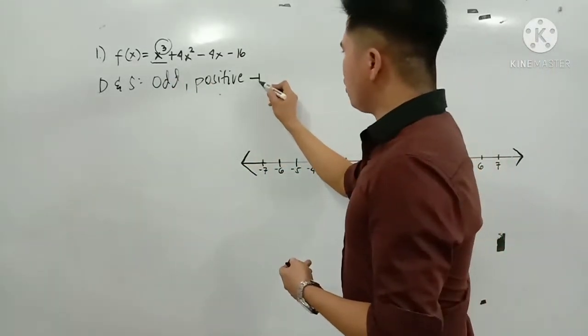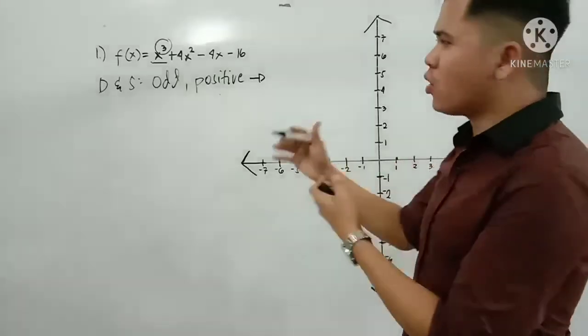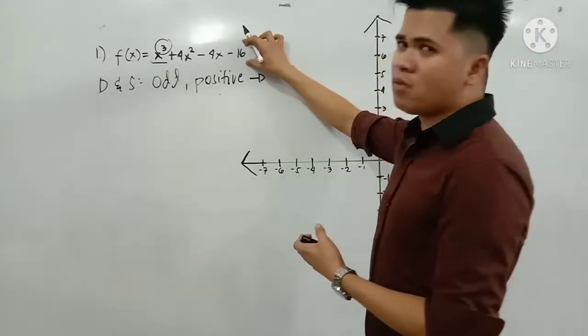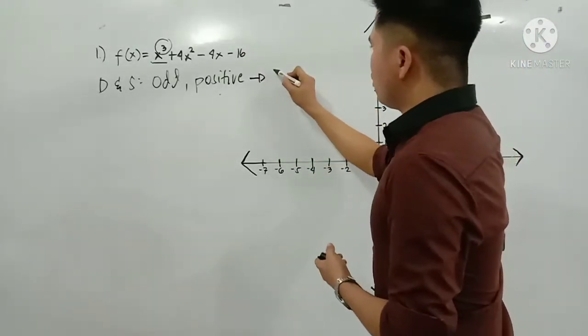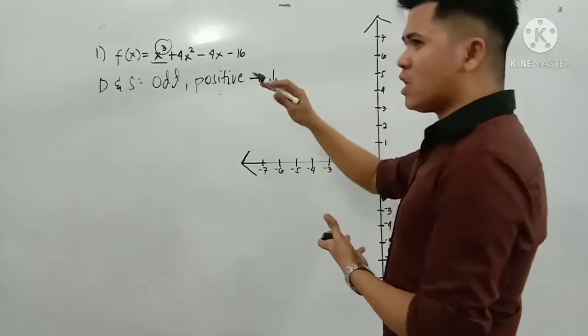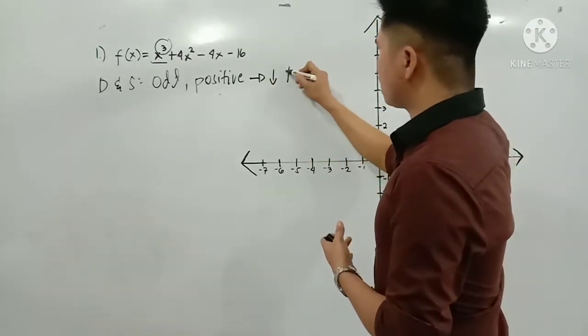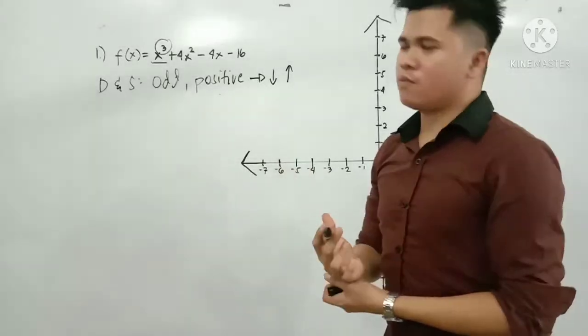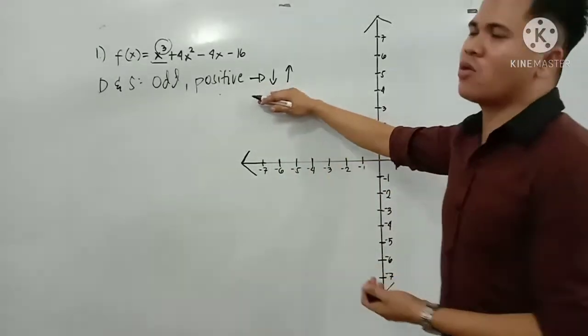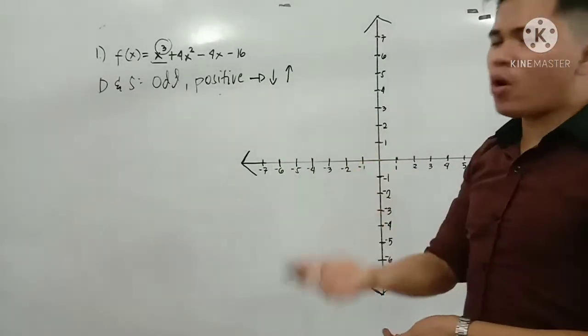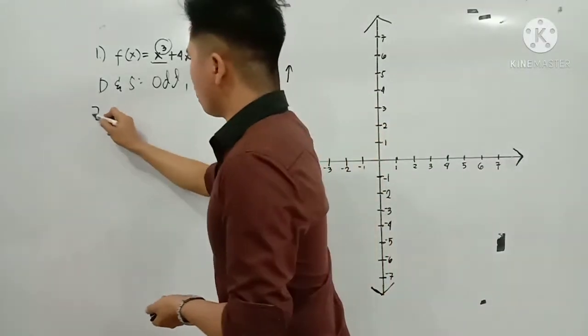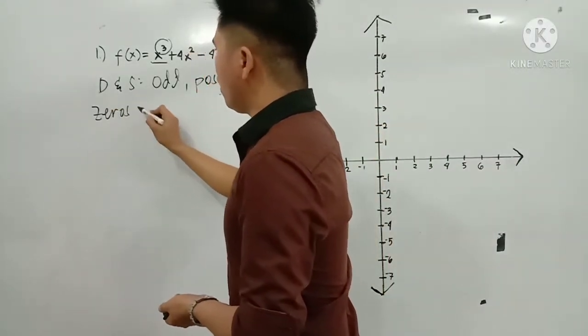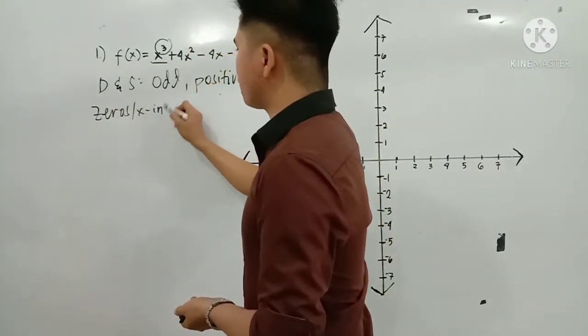So therefore, we can say the end behavior of the graph of this given polynomial function is falling from the left and rising to the right. So this is the end behavior of our graph. Now, the next important is the zeros, or the x-intercept.